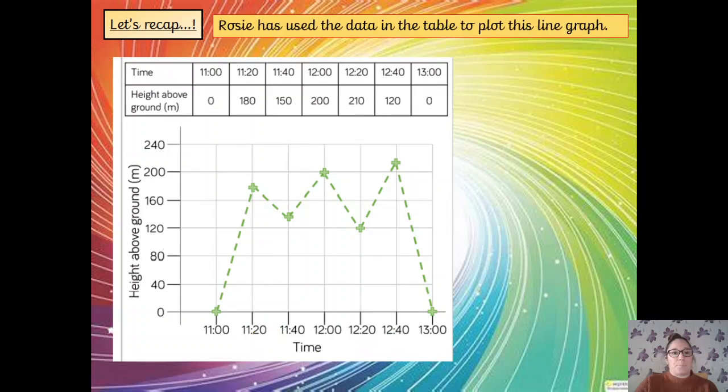Okay, so Rosie has used the data in the table to plot this line graph. What mistake has Rosie made? Okay, pause the video because this one might take you a little while. Okay, have a real good think. Look really carefully at the data. Okay, look at the axes. Pause the video and come back when you're ready for me to tell you the answer.